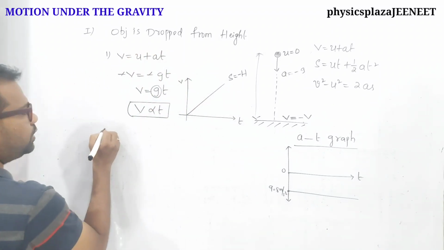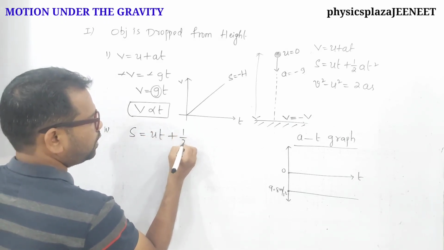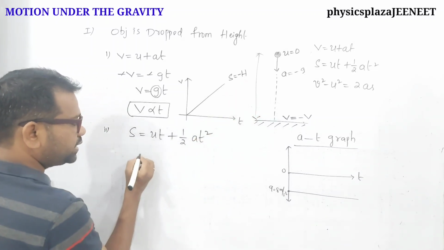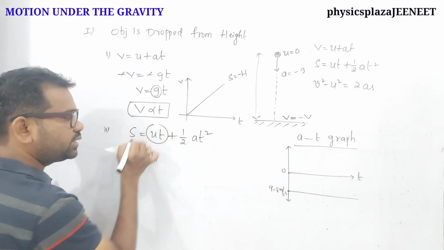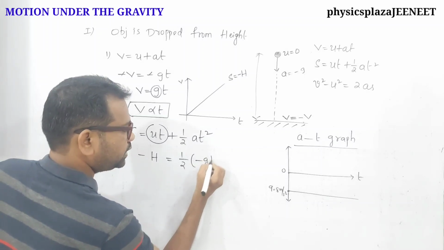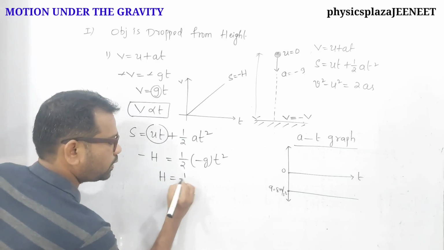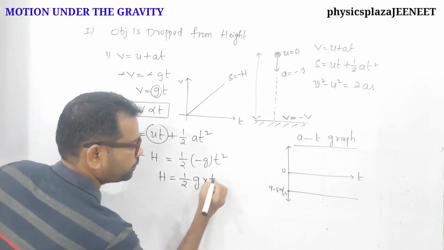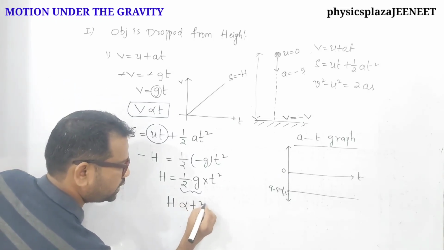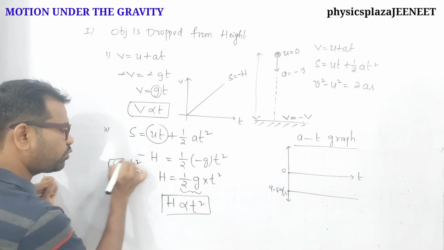Okay, fine. Now children, let us take s is equal to ut plus half at square. So what is s here? Height, that is minus h. The ut term is going to be 0 because initial velocity is 0, plus half, in the place of a we put minus g, into t square. So both sides minus is there, children, and it gets cancelled. So h is equal to half g t square. This entire term is constant, right? So h is proportional to t square. You can also say displacement is proportional to the square of the time.